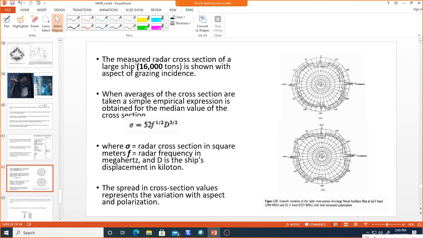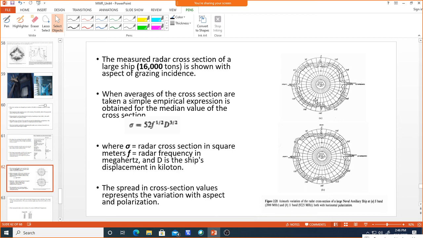You can see here, for a large ship, this is one of the scenarios to measure the radar cross section of a large ship of 16,000 tons. This is the ship which is taken, with grazing incidence. Grazing means, for example, if the ship is going on the sea and you are incident on the top surface of the sea, that is grazing incidence.